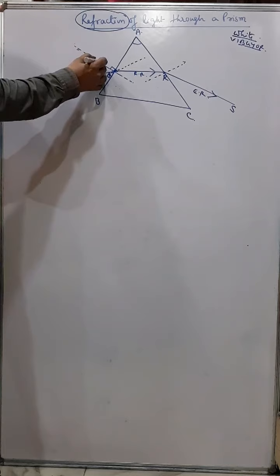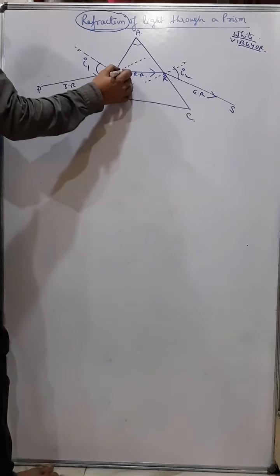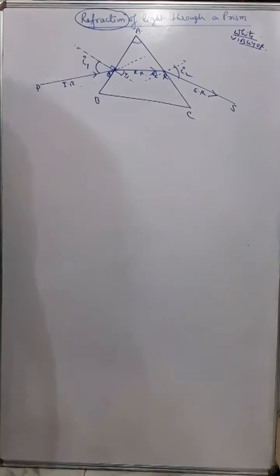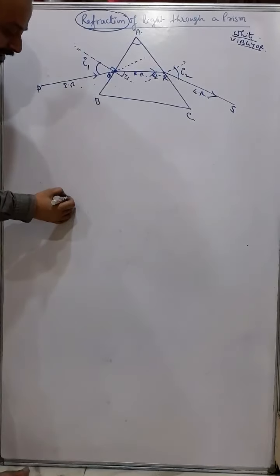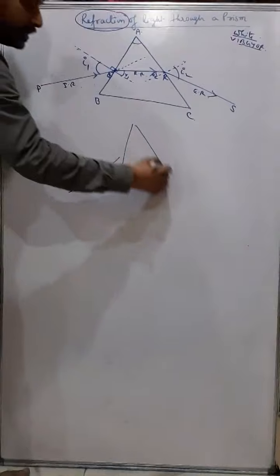Okay, this angle, as you know, is known as the angle of incidence I1, and this angle is known as the angle of emergence I2. And these are the two angles of refraction, that is R1 and R2. Now, when the light is entering the prism, it is entering in this way. But when a prism is kept in its path, instead of going in this direction, the light is coming out in this direction.